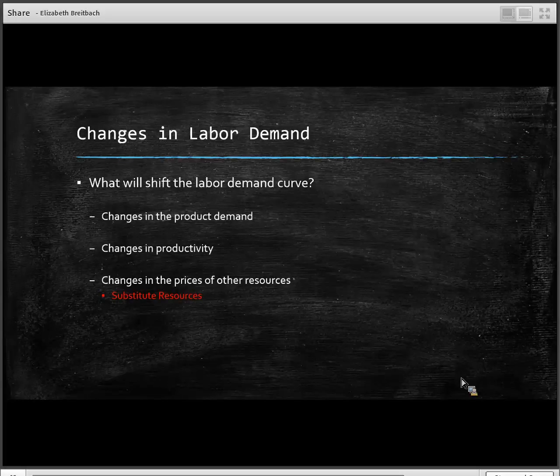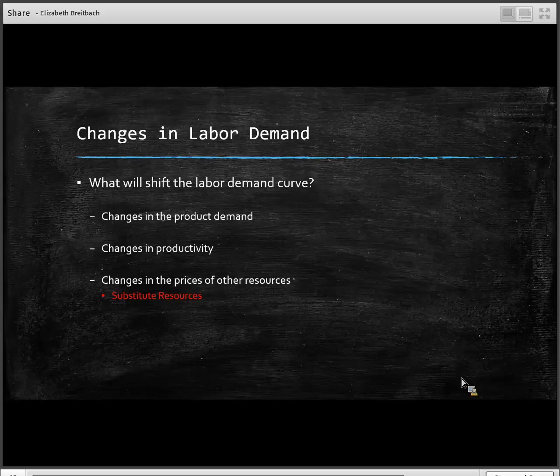And so it could be that there are substitute resources. If the price of a substitute resource increases, then we're going to see an increase in the demand for labor. But if that substitute resource decreases in price, so if it's cheaper to buy a piece of equipment that could replace my workers, then I'm going to have a decrease in my labor demand.